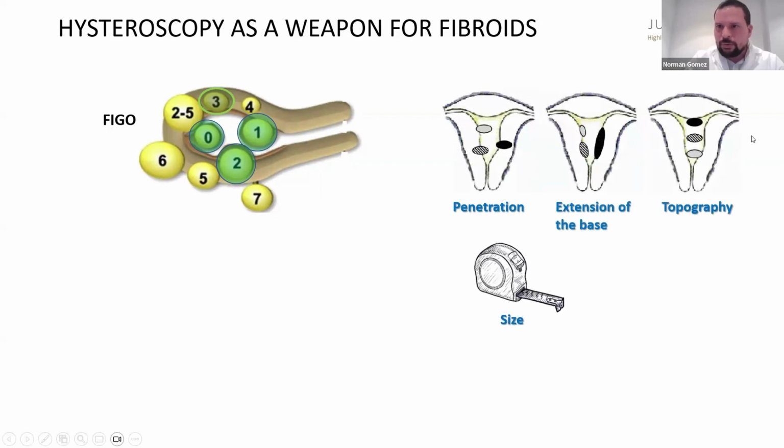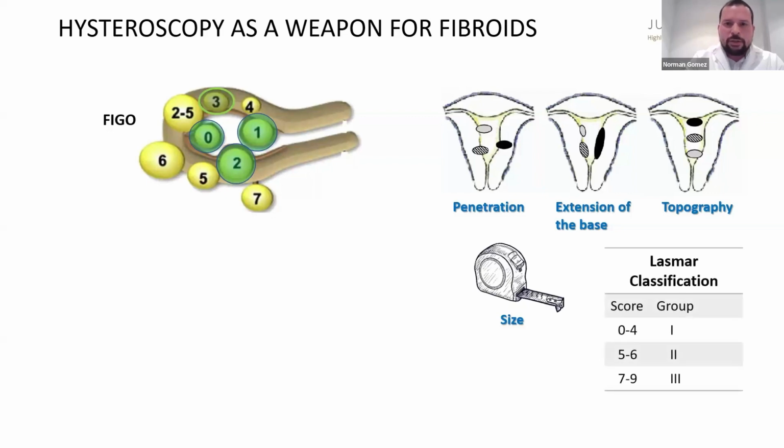Also, the Lasmar group sent another classification and also established a score that helps us make the decision to see the feasibility of approaching a case of myoma by hysteroscopy.